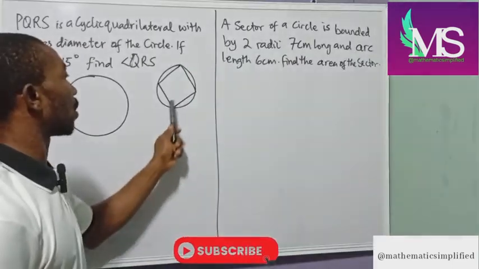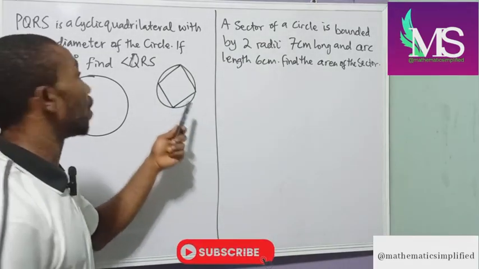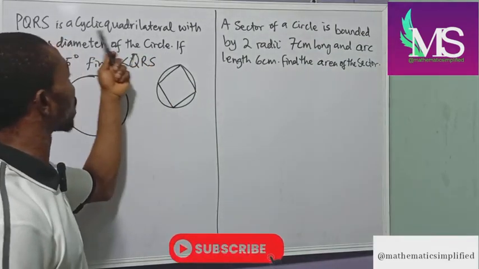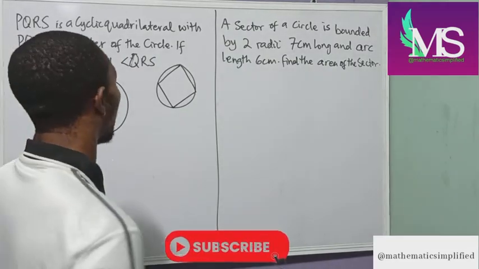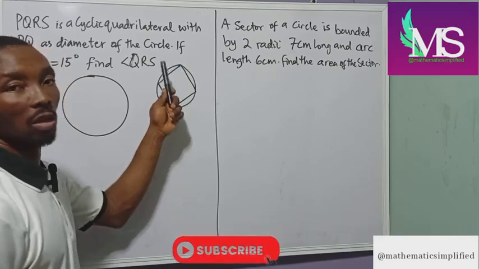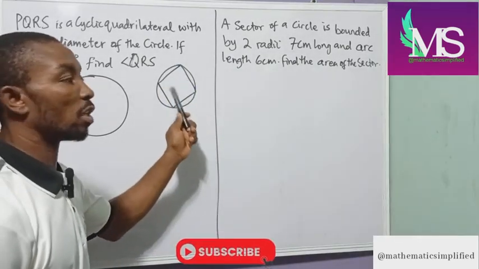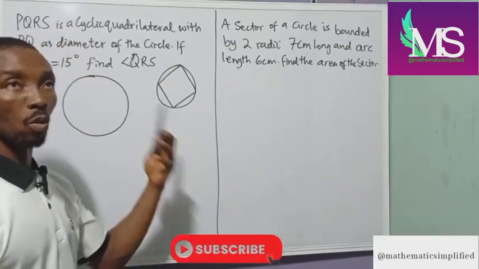Circle, quadrilateral, four-sided. That's how they came about the word cyclic quadrilateral. If the four corners are not touching the circumference of the circle, it isn't a cyclic quadrilateral.